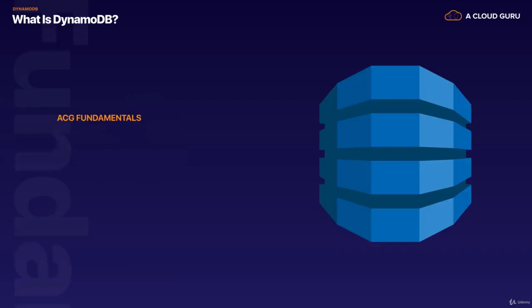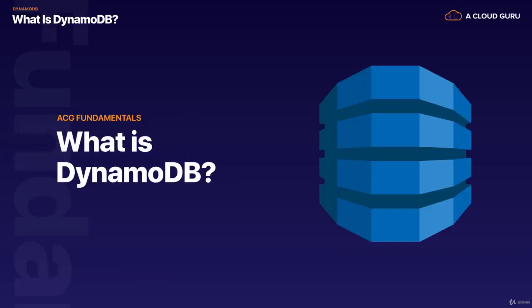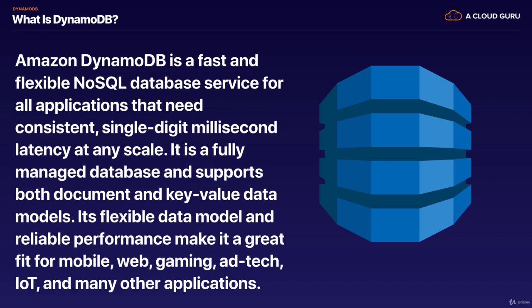So DynamoDB is Amazon's NoSQL database solution. So it's the opposite of RDS. What is DynamoDB? Well, it's a fast and flexible NoSQL database service for all applications that need consistent single-digit millisecond latency at any scale. It's a fully managed database service and it supports both document and key value data models. Its flexible data model and reliable performance make it a great fit for mobile, web, gaming, ad tech, IoT, and many other applications. So definitely a lot of mobile developers do use DynamoDB.